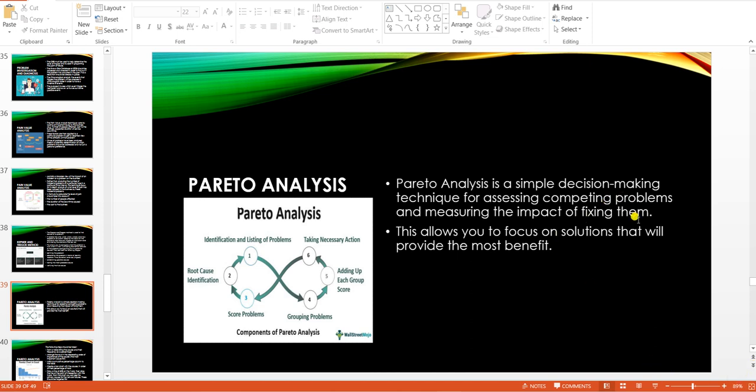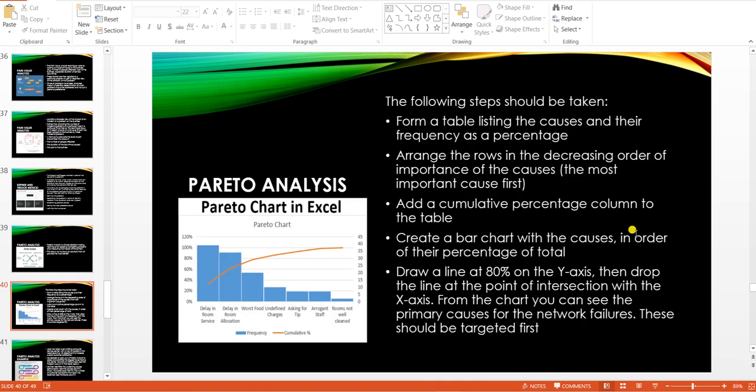And also, we've got another technique, which is the Pareto analysis. It's a simple decision making technique for assessing competing problems and measuring the impact of fixing them. This allows you to focus on the solution that will provide the most benefit. And the Pareto analysis consists of steps that should be taken.